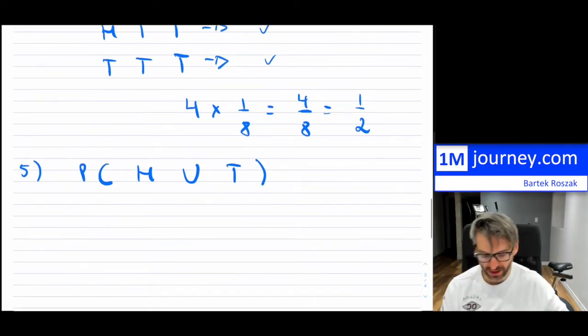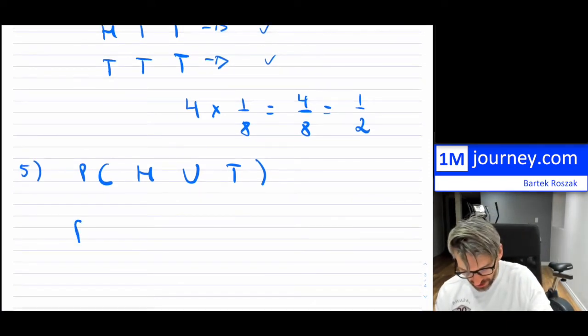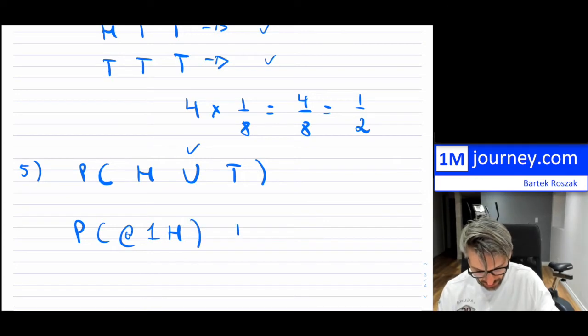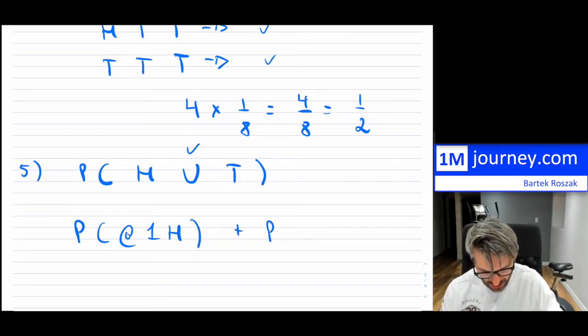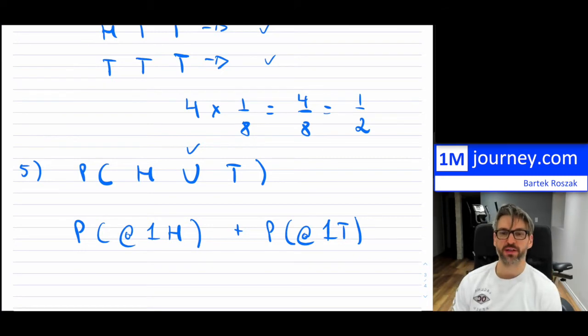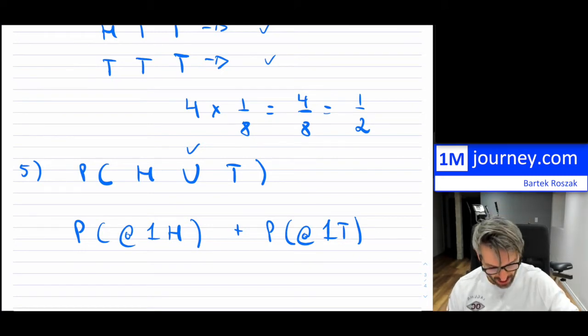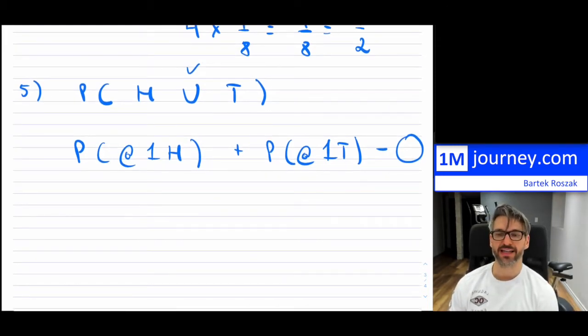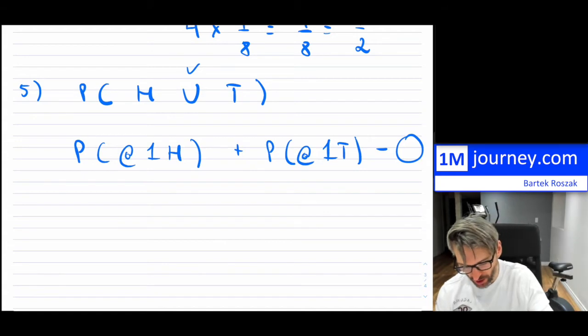So what's the probability of those? Well, because it's a union, this is the probability of at least 1 head plus the probability of at least 1 tails. And of course, the intersection of the two we would be subtracting here. But if it says you're going to see at least 1 heads or at least 1 tails, that happens in all the possibilities, right? So what are all the possibilities?